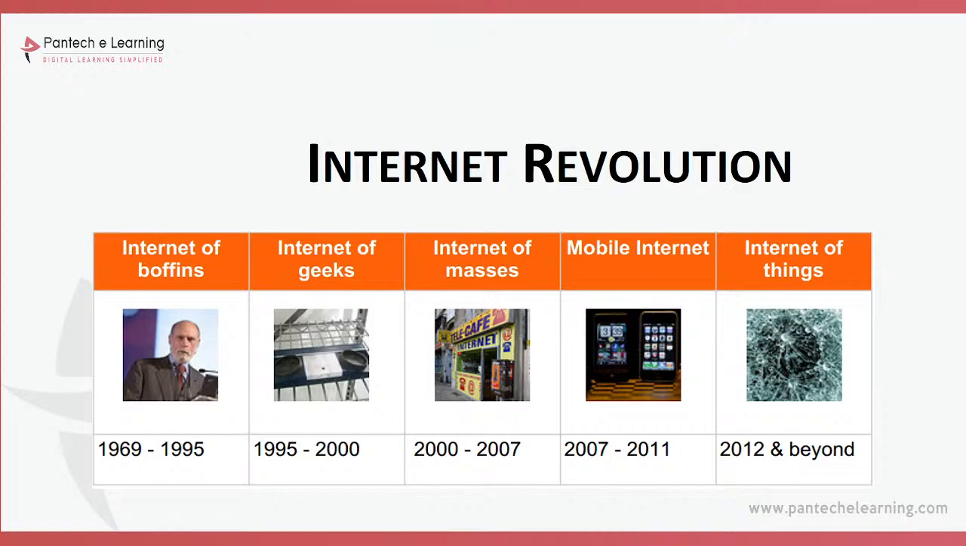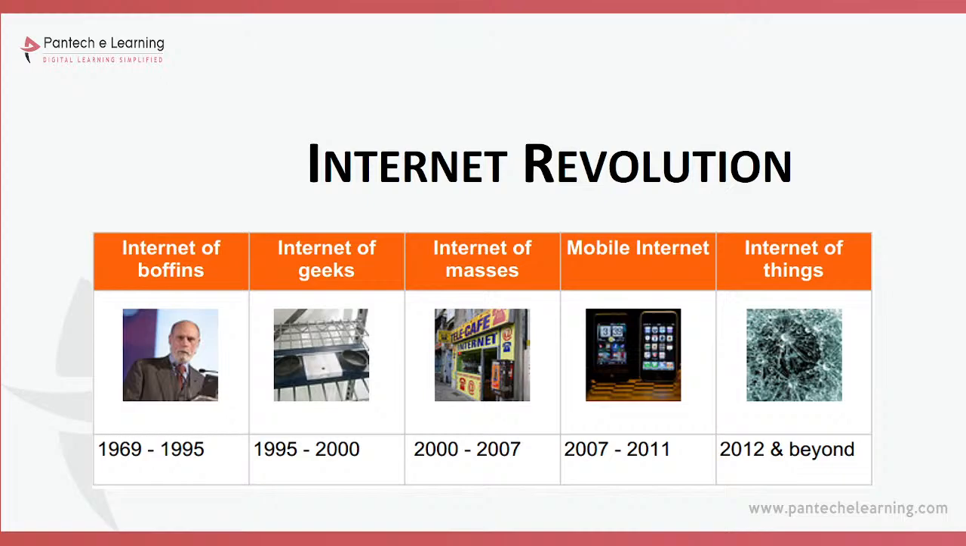Next, the internet of masses. In our olden days, for checking Gmail, for checking the 10th marks result, and also for sending any mail, we would go to one shop, like internet cafes. Some shops, internet shops, we would go to and check everything. So that is the internet of masses, in the era of 2000 to 2007.